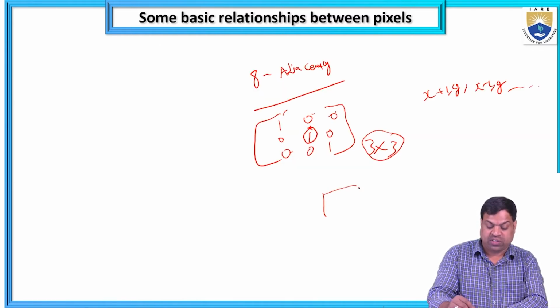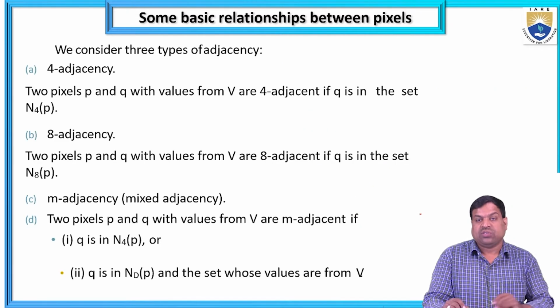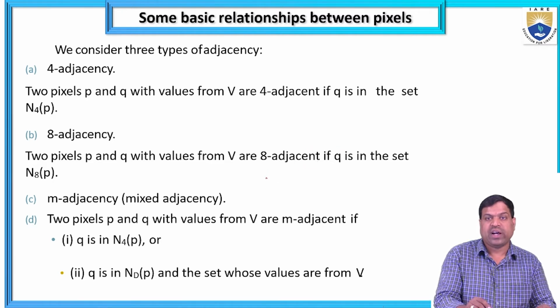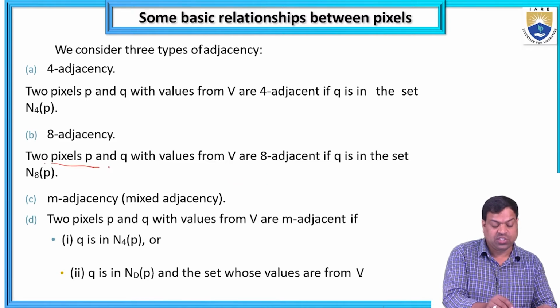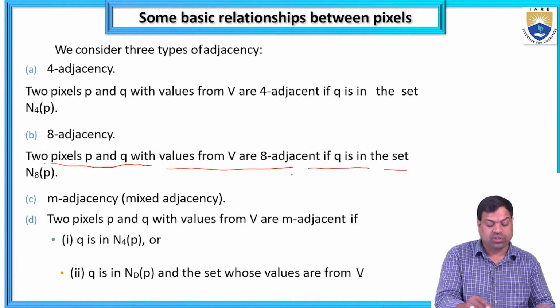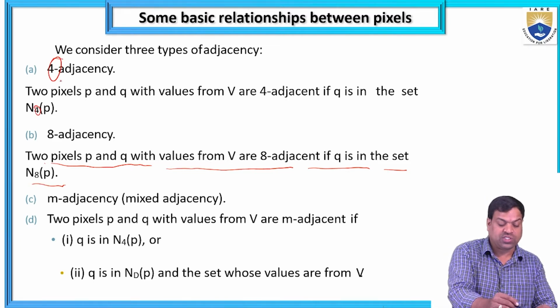Suppose I'm taking one pixel, it has a 4 adjacency: 1, 2, 3, 4. So 2 pixels P and Q with values from V are 4 adjacent if Q is in the set N4 of P. Also 8 adjacency means 2 pixels P and Q with values from V are 8 adjacent if Q is in the set N8 of P. So N4 of P is the 4 adjacency, and N8 of P means 8 adjacencies are there.